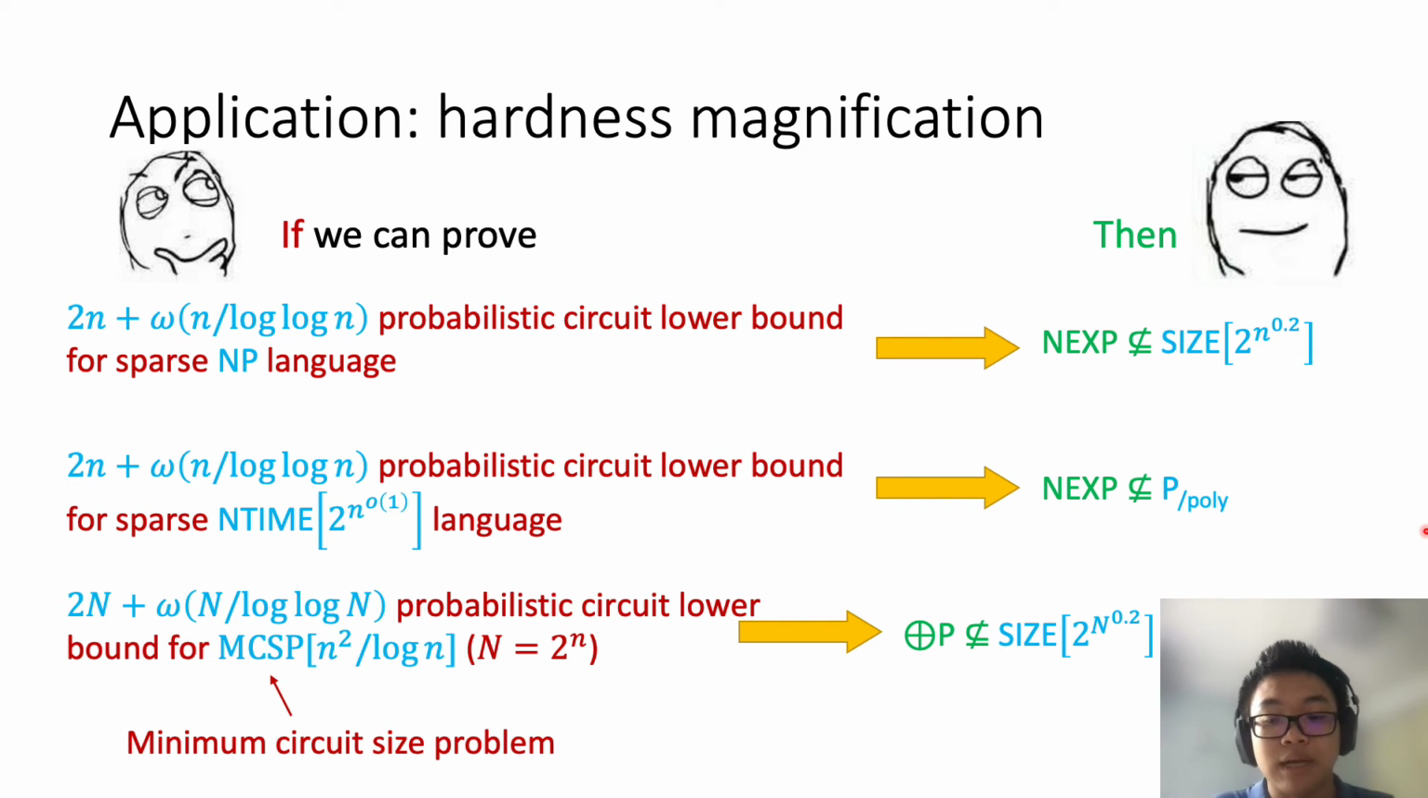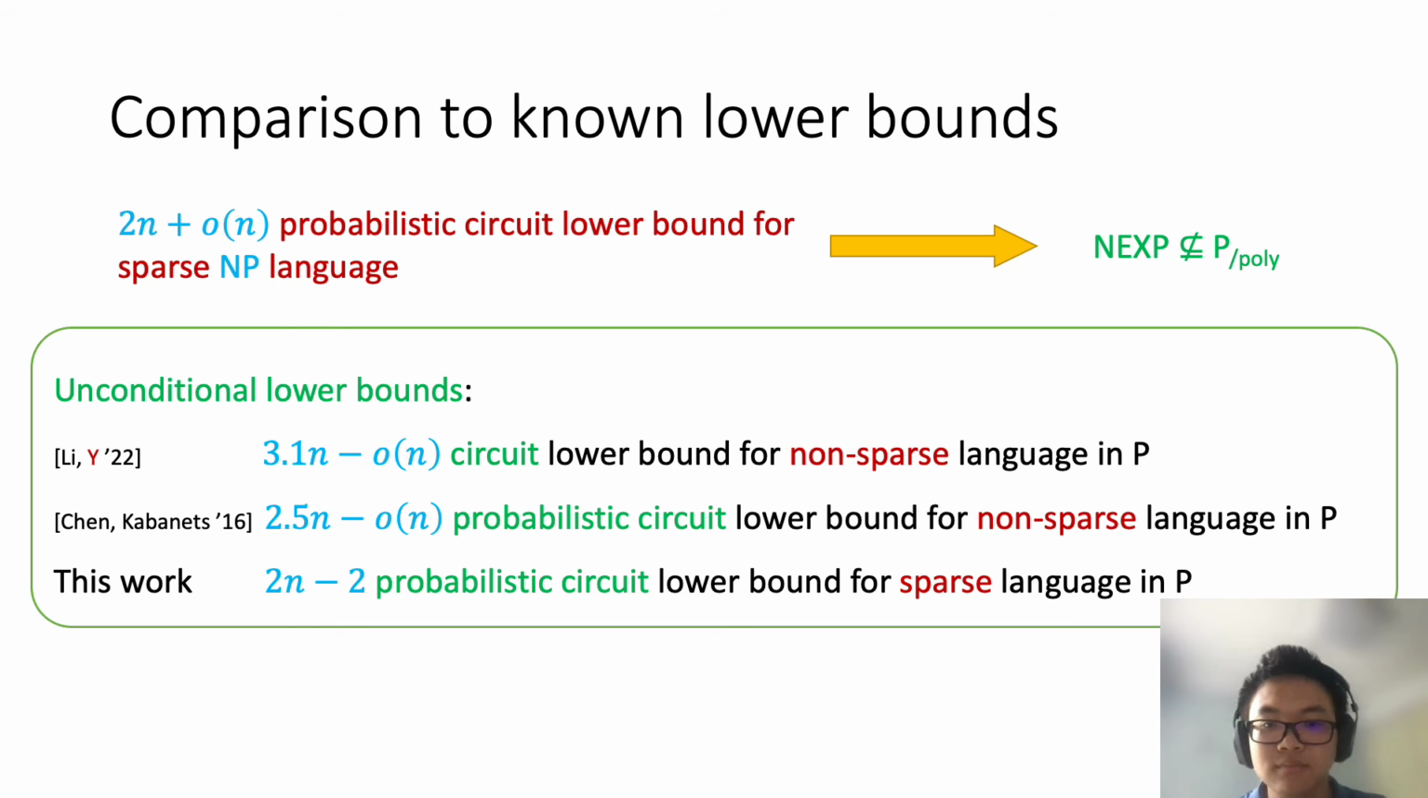Here the input to MCSP is the truth table, so the input length is in fact big N. So this lower bound in fact has a similar form to the one above. The proof of this last implication requires a strong explicitness of a hash function, but I won't go into details of why. Now, why is this result interesting?